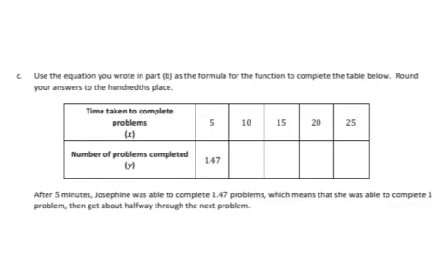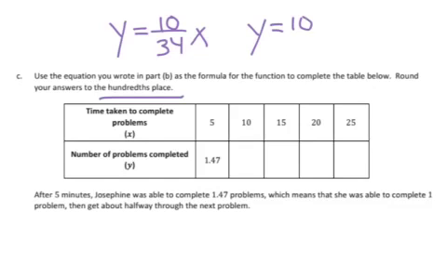So it says use our equation to predict these amounts and round it to your hundreds place. Pause your video and remember we're using the equation y equals 10 over 34x. Use your calculator. You're going to plug in your values. For example, I would have y equals 10 over 34 times my x value or input of 5. And if you do that in your calculator and you round it to the hundreds place, you would have 1.47.